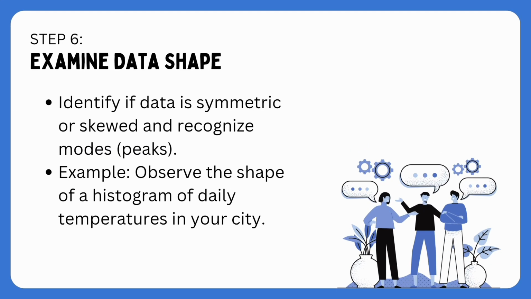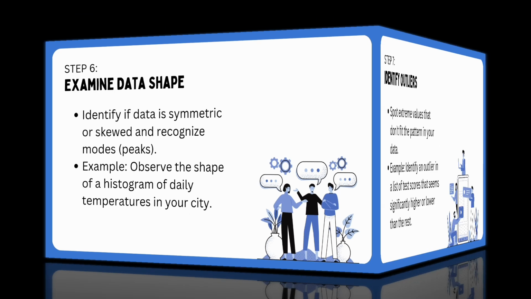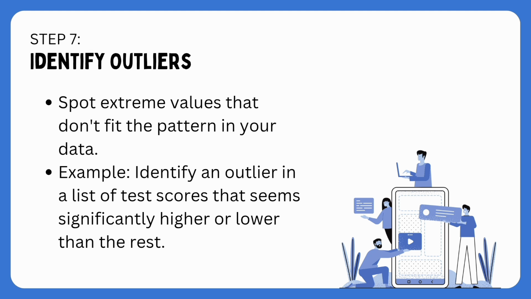The next step, number 6, is examine data shape. Identify if the data is symmetric or skewed, and recognize modes, that is peak values. Example, observe the shape of a histogram of daily temperature in your city. Step number 7 is to identify outliers. Spot extreme values that don't fit the pattern in your data. Example, identify an outlier in a list of test scores that seem significantly higher or lower than the rest.